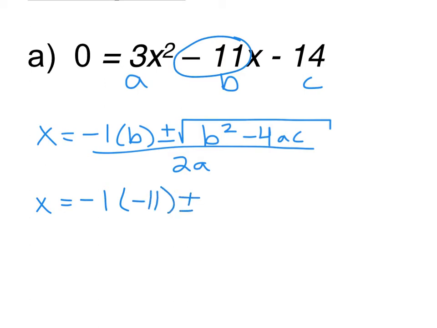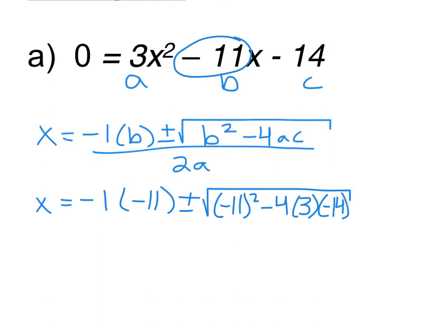plus or minus the square root of negative 11 squared minus 4 times A, which is 3, times C, which is negative 14, divided by 2 times A, which is 3.